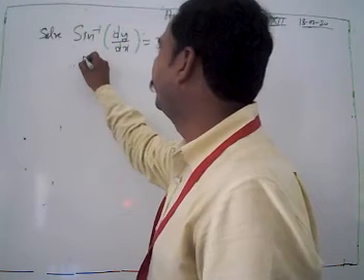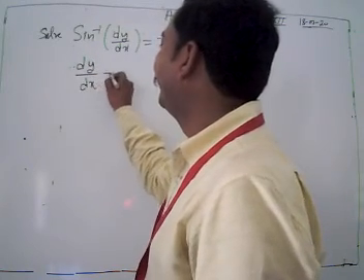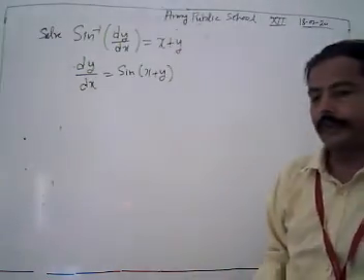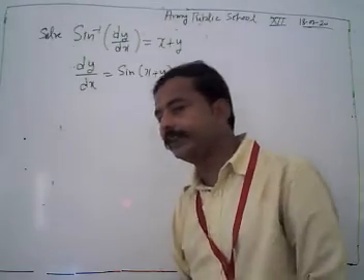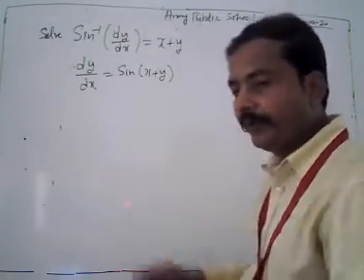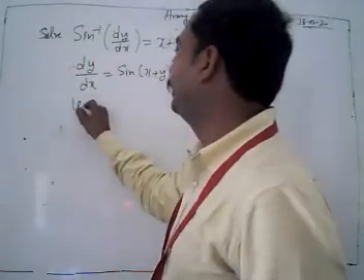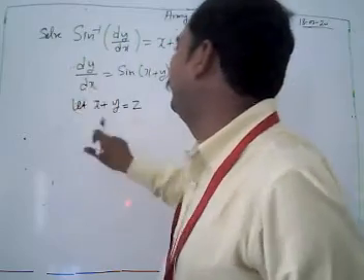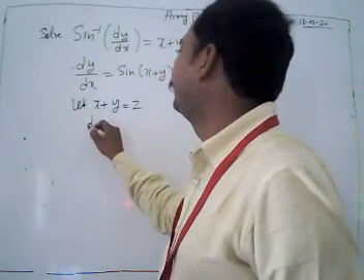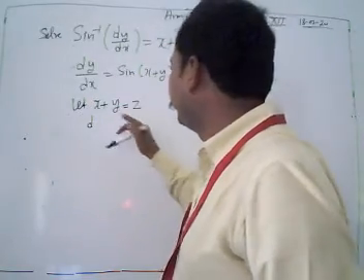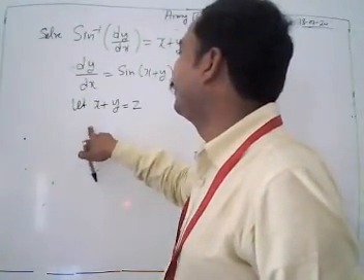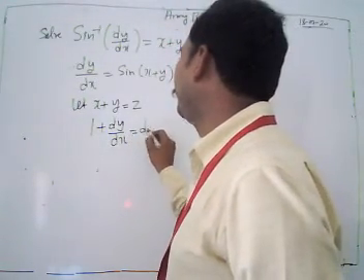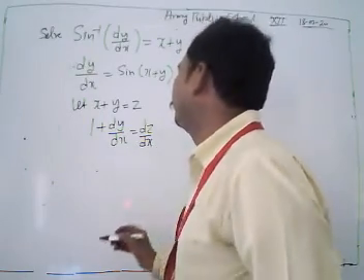First of all, from here we get dy/dx equal to sin(x+y). Again from here, if we want to separate our variables, we have a little bit of difficulty, so we have to reduce it. What we do is let x plus y equal to z. Then differentiating with respect to x, we get 1 plus dy/dx is equal to dz/dx.